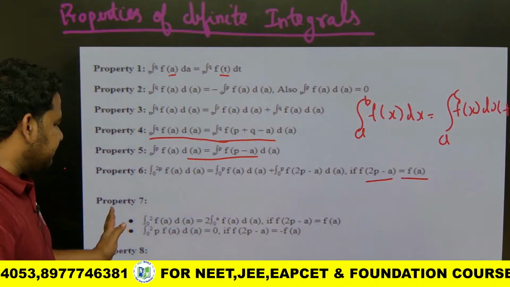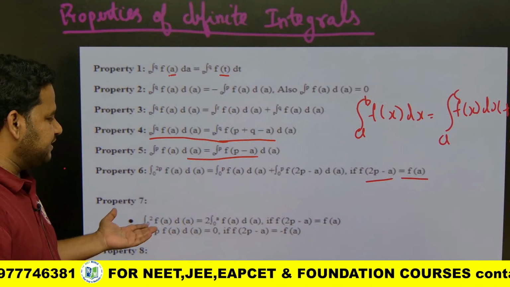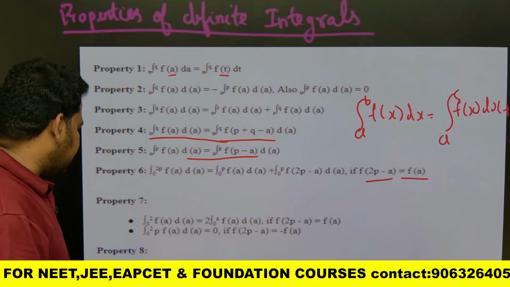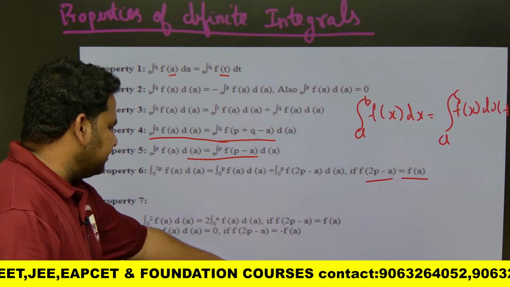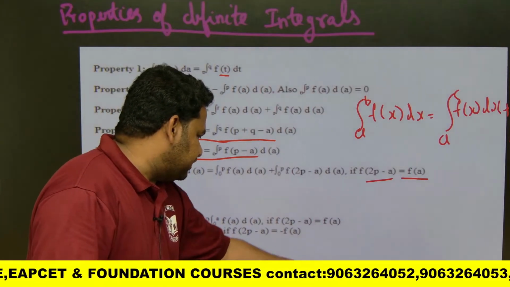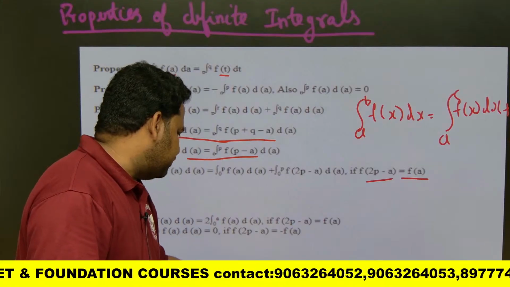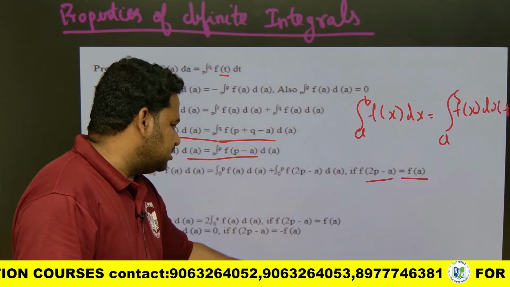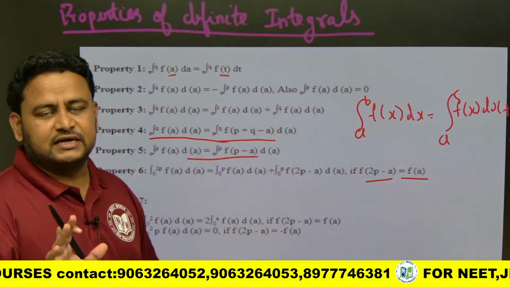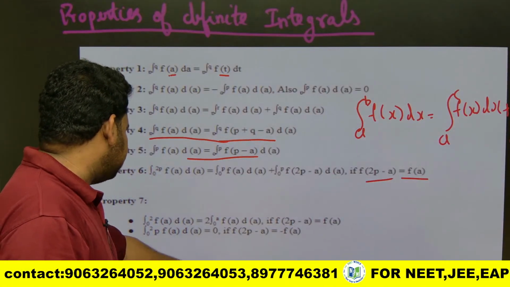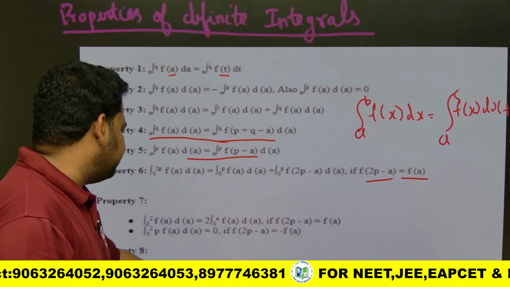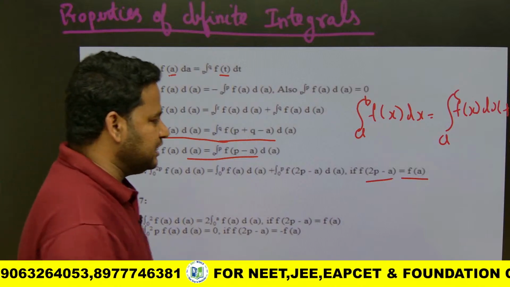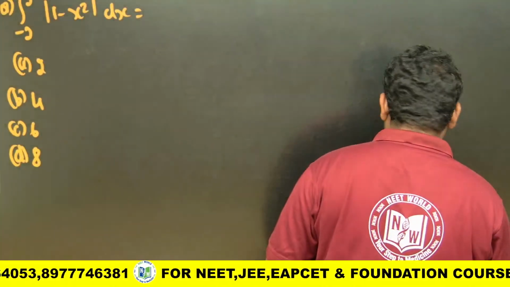And also this is when it comes to odd or even functions. If f(minus x) is equal to minus f(x), it is an odd function, and you will get 0. If f(minus x) is equal to f(x), it is an even function, and you will get 2 times the integral from 0 to a. Clear? Got it? Let us move to the questions now.